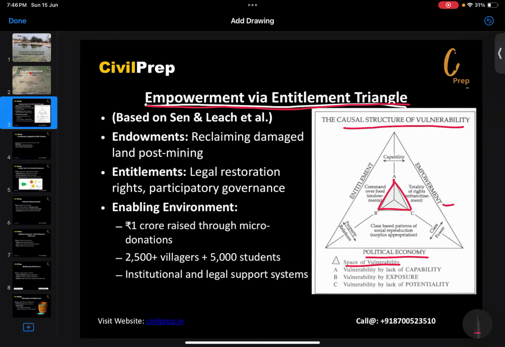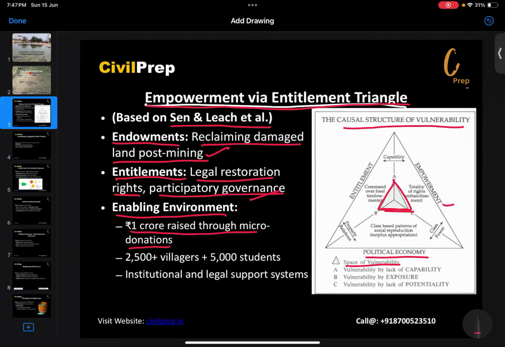So this is the zone of vulnerability where we see the people living in this region going into. This concept, or theory, is based on Sen and Leach. Endowments will be saying that reclaiming the damaged land post mining activities; entitlement with respect to legal restoration rights, participatory governance, enabling environment, that is 1 crore raised through micro donations for these regions for the restoration of land. Then 2,500 plus villages and 5,000 students are supported here.